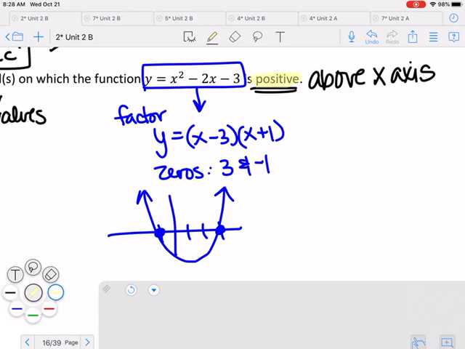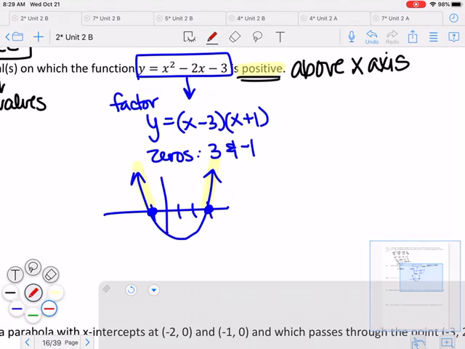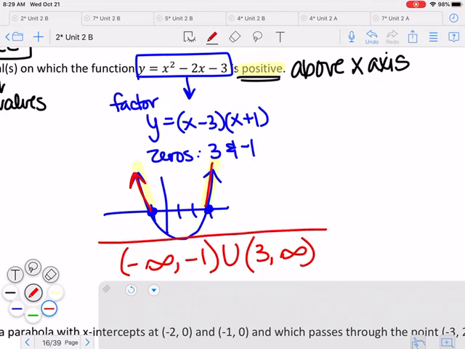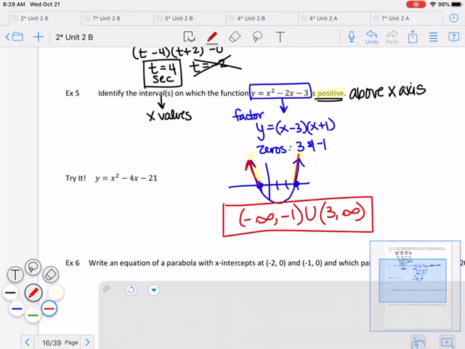Where is the parabola positive? Above the x-axis. So I need to say those two different intervals. The leg on the left is from negative infinity to negative 1, in union with, so that U symbol, the right leg is from 3 to infinity. Two pieces of the parabola are above the x-axis. So please do this one for practice.